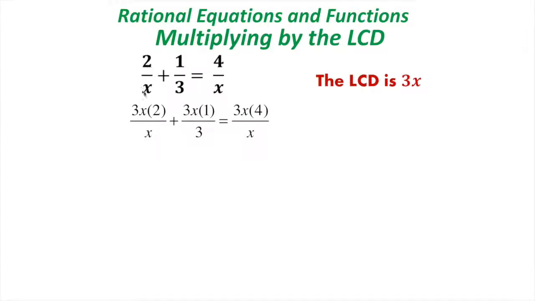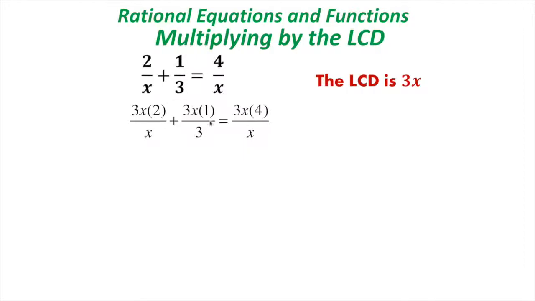So this was my original one, 2 over x. I still have that, 2 over x. I just multiplied it by 3x. Now, when I say multiply by 3x, it's the same thing as 3x over 1. If you want to think of it easy, then just think of multiplying just the top, the numerator, by 3x. That will work just fine.